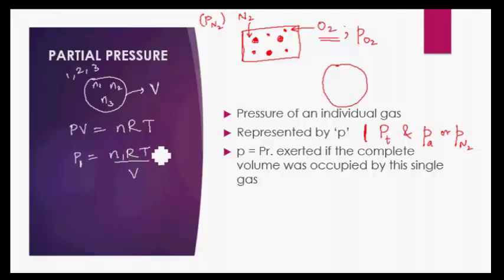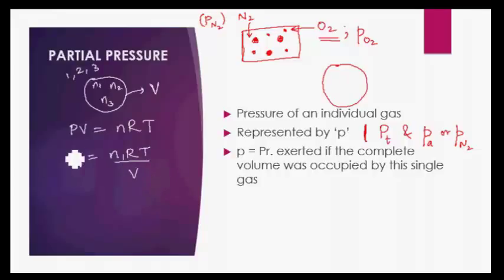T is temperature of that container. The temperature inside the container is the same irrespective of which gas you are talking about, right? It's not like the molecules of gas 2 are going to experience a different temperature than molecules of gas 1. They will all have the same temperature values. And volume V is the volume of your container.